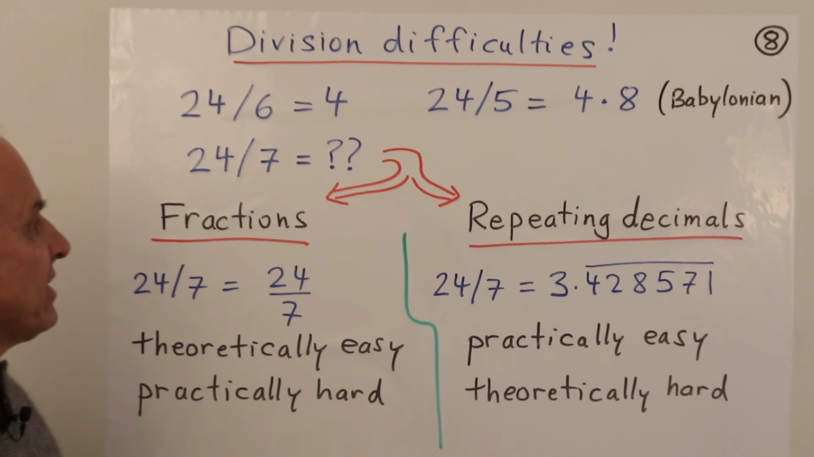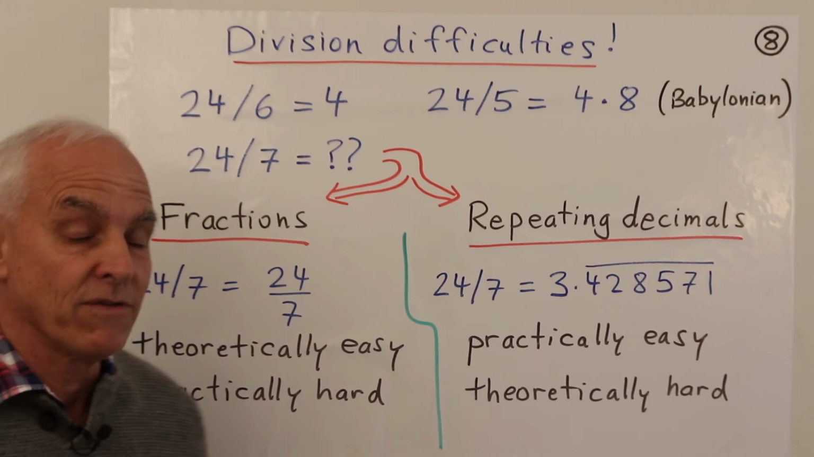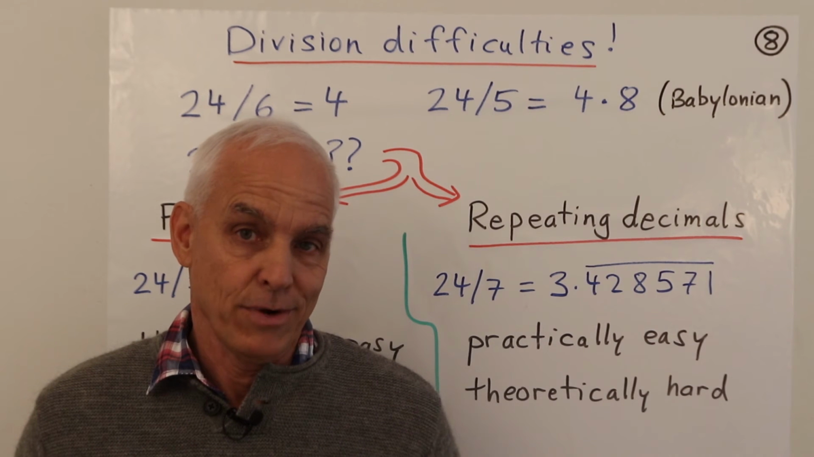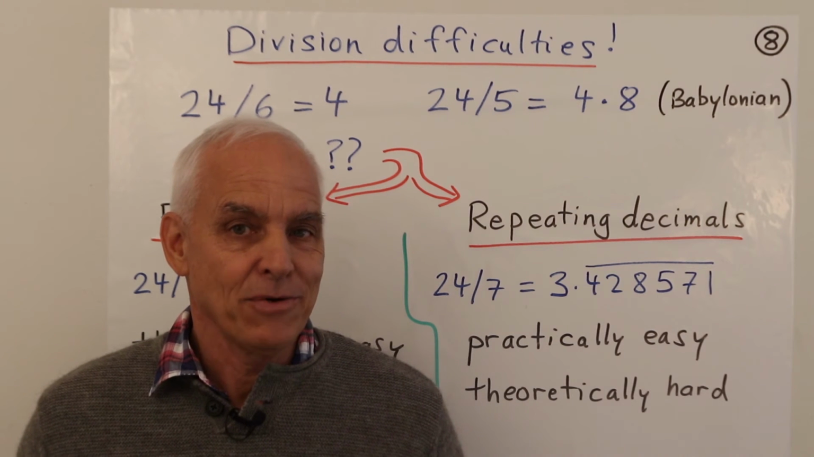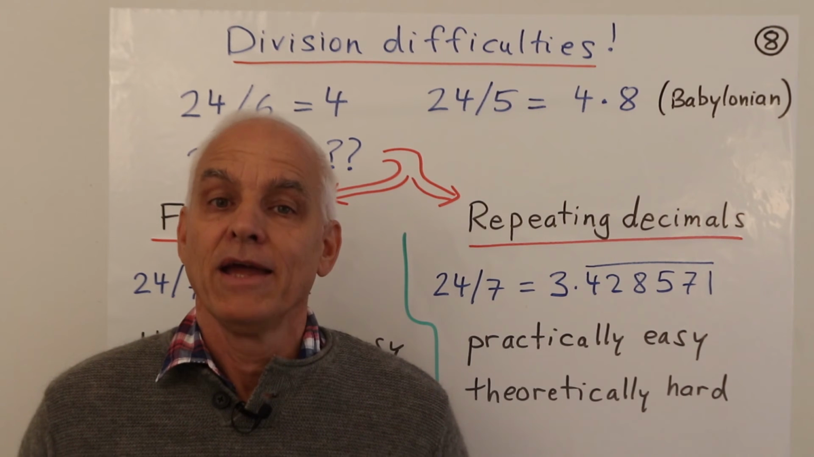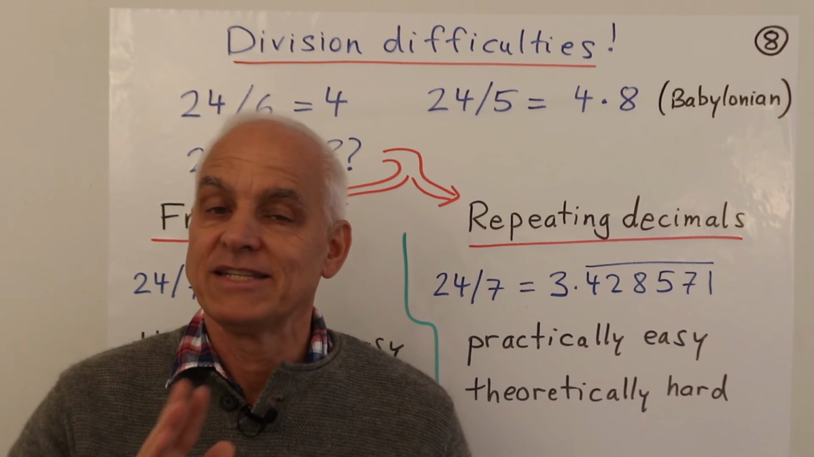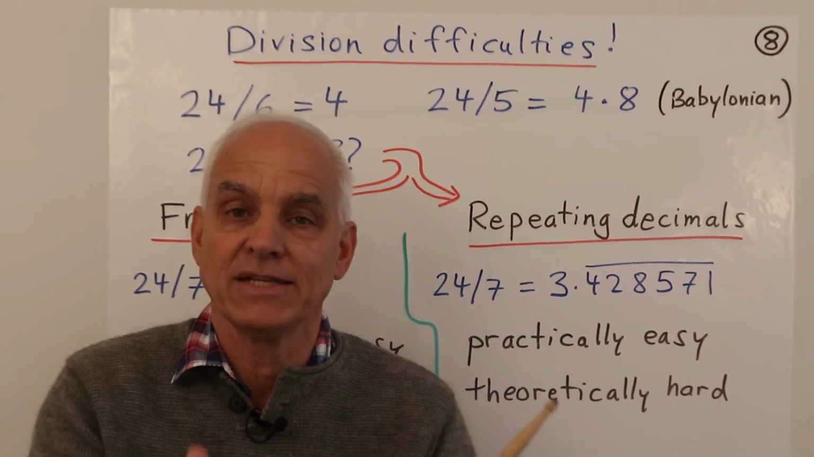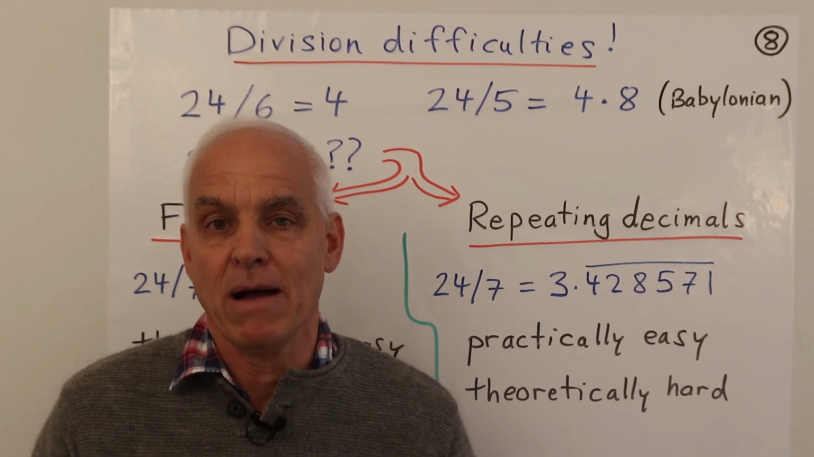But what if we divide, say, by 7? What is 24 divided by 7? Well, that's a very interesting question, okay? So the old Babylonians would have said, and they do say in their tablets, 7 does not divide. This is just not an operation that has an exact answer in the Babylonian system.